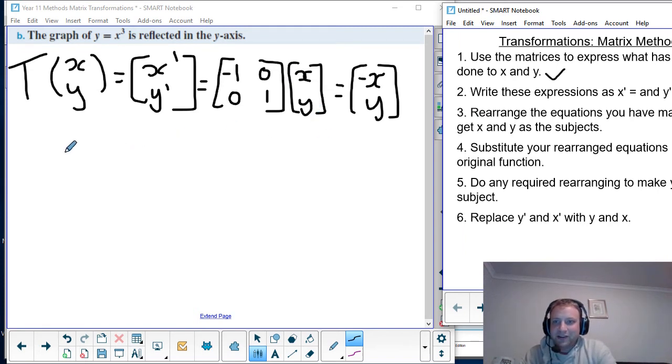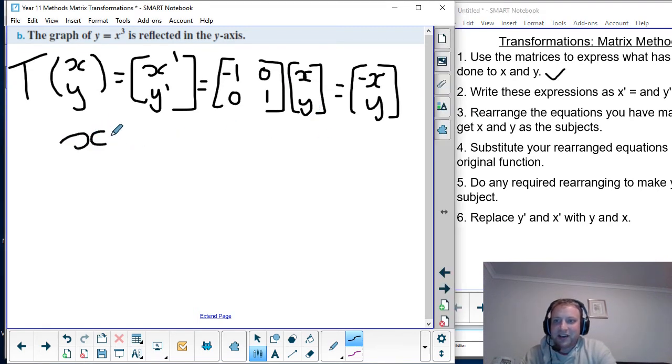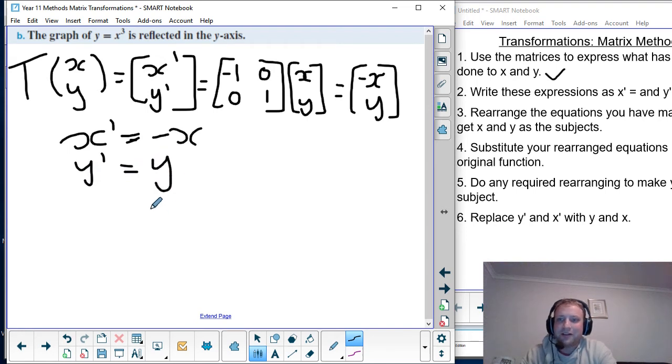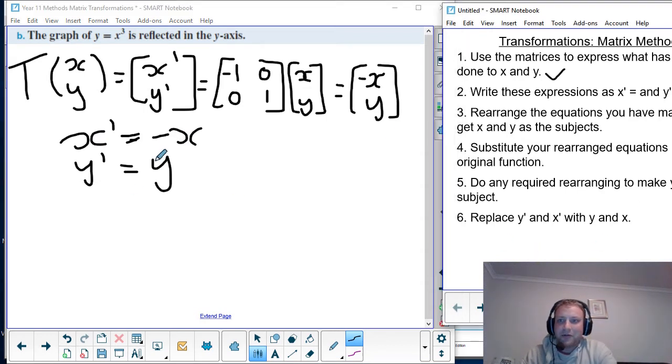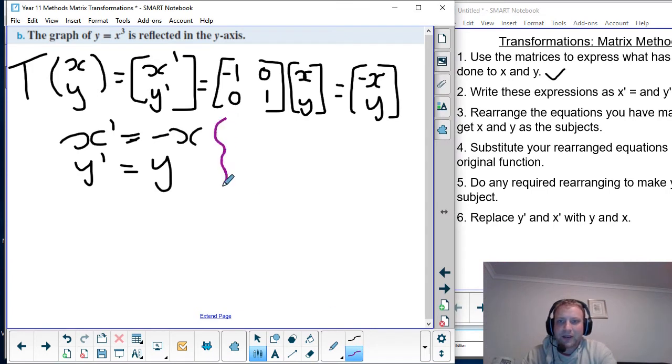We're going to write these two expressions in terms of x dash and y dash, because that's what these are equal to. This is the equals part of our matrix equation. So x dash is equal to -x, and y dash is just equal to y. Nothing actually happened to the letter y. The only thing that happened to x is it got turned into a negative, but that means we've got some work to do. We want to rearrange these equations to make sure x and y are our subjects.